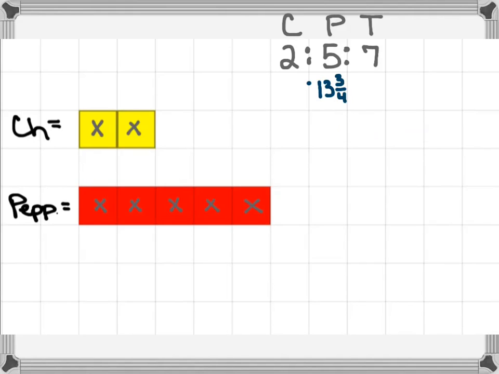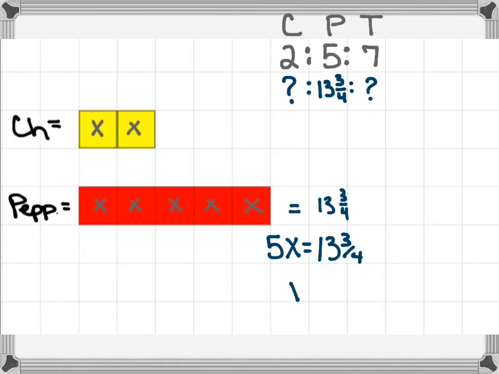So this time I'm going to set the red squares equal to 13 3/4. So I have 5 red squares, so I need to figure out the value of each red square. So 5 times x will equal 13 3/4. And if I solve that, I need to divide both sides by 5. And this is where some of you have problems with your fractions. So I need to change 13 3/4 into an improper fraction, which would be 55/4.